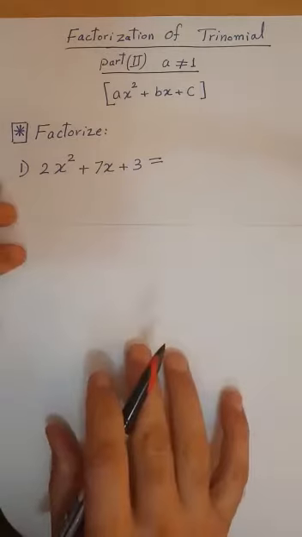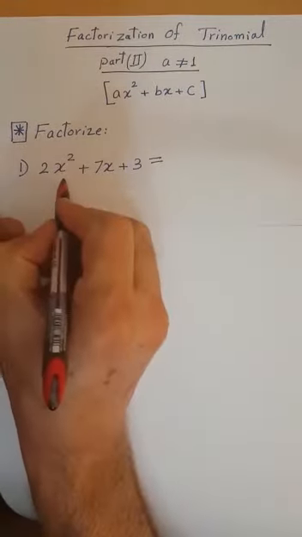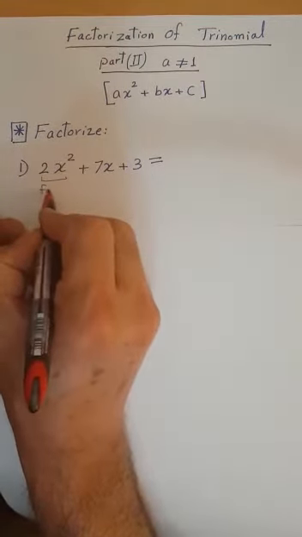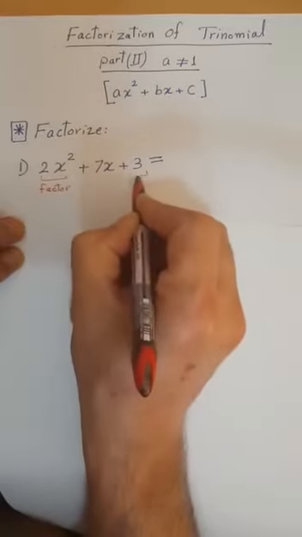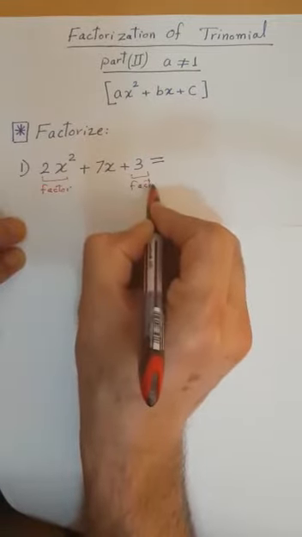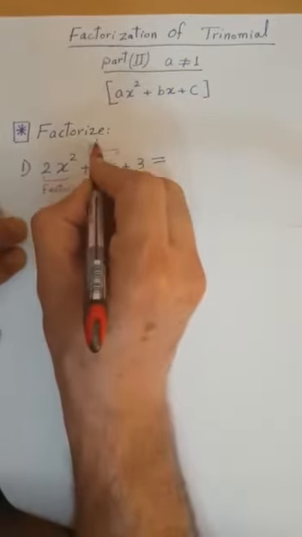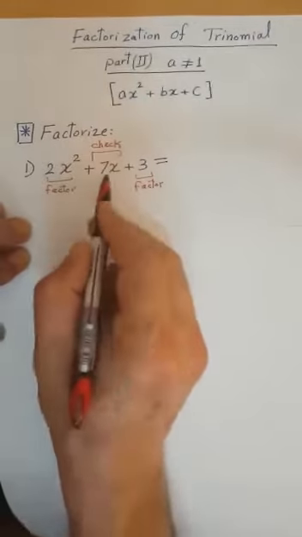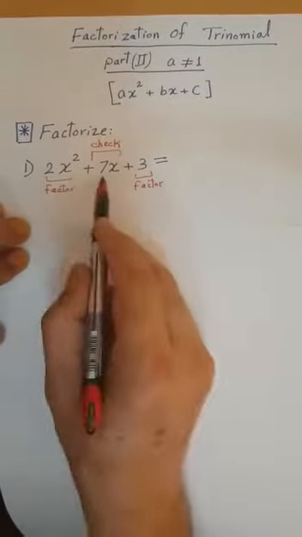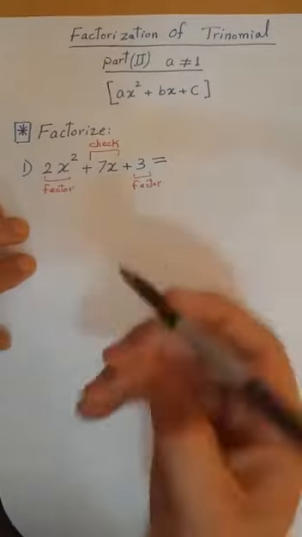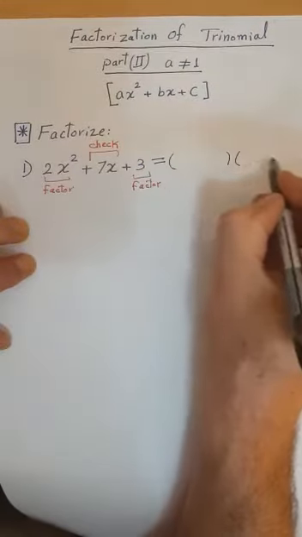We factor the first term, and the last term also we factor it. And you check your answer is correct by the middle term, 7x. Let me show you. Just write a double bracket.